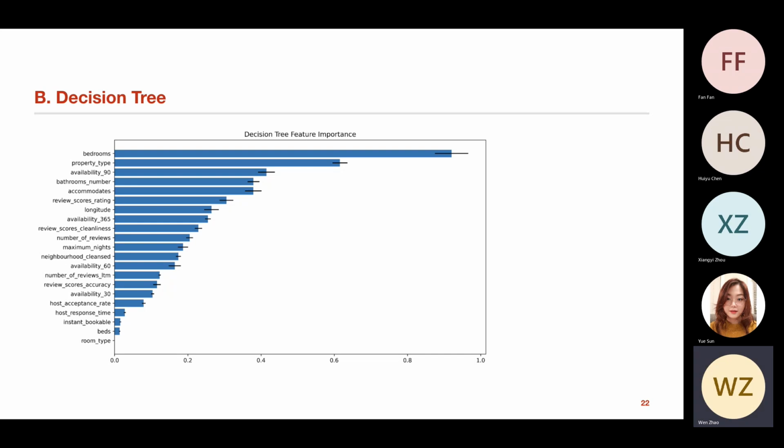In the case of the decision tree, the following figure shows features sorted by importance as determined by the decision tree. As expected, the number of bedrooms, property type, availability within 90 days, bathroom number, and people accommodated are the most important features in determining the listing price.